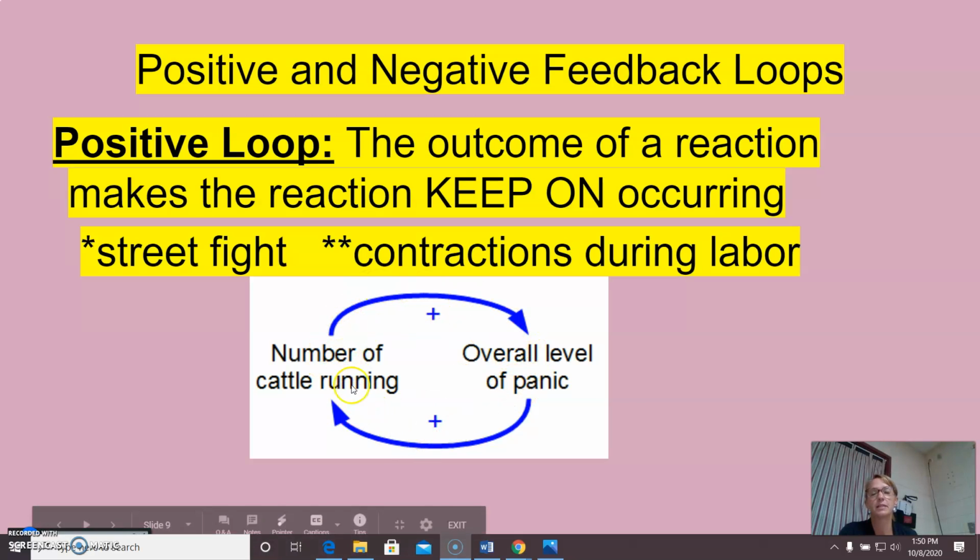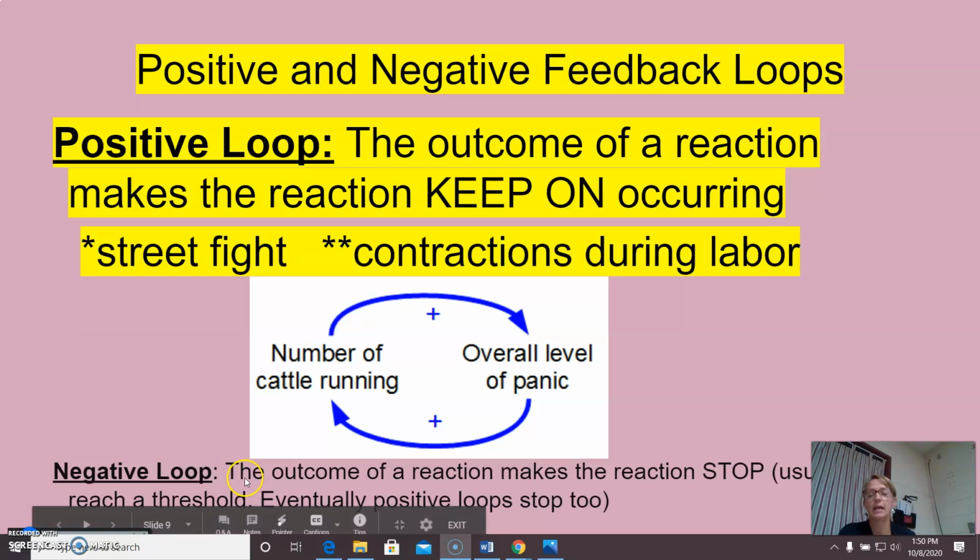And the fight will just escalate. Obviously, there would be an end. To any of these examples, something would happen and everything would stop. The cows would run out of energy. In the street fight, somebody ends up knocked out, and so it stops. So eventually, there's always a negative loop that happens, where the outcome of the reaction makes the reaction stop.